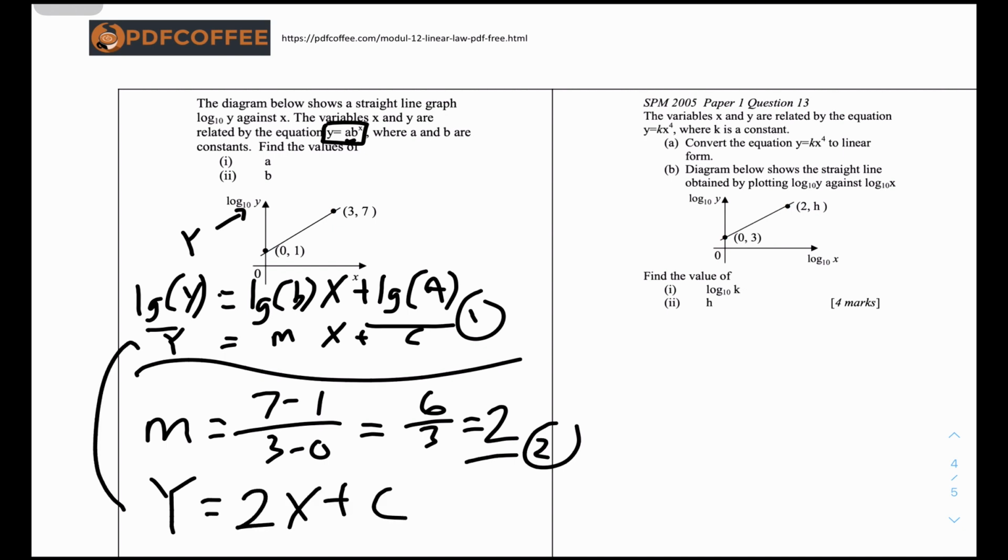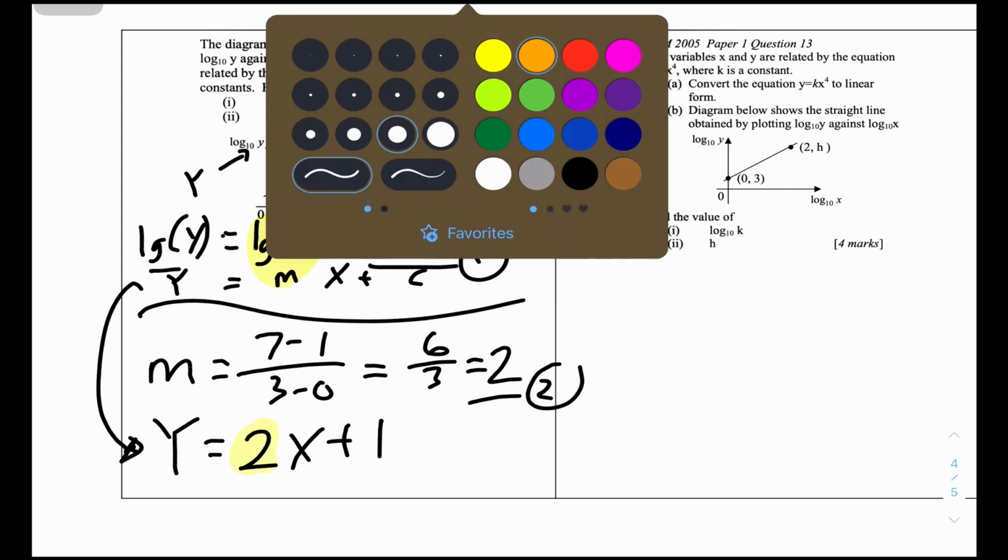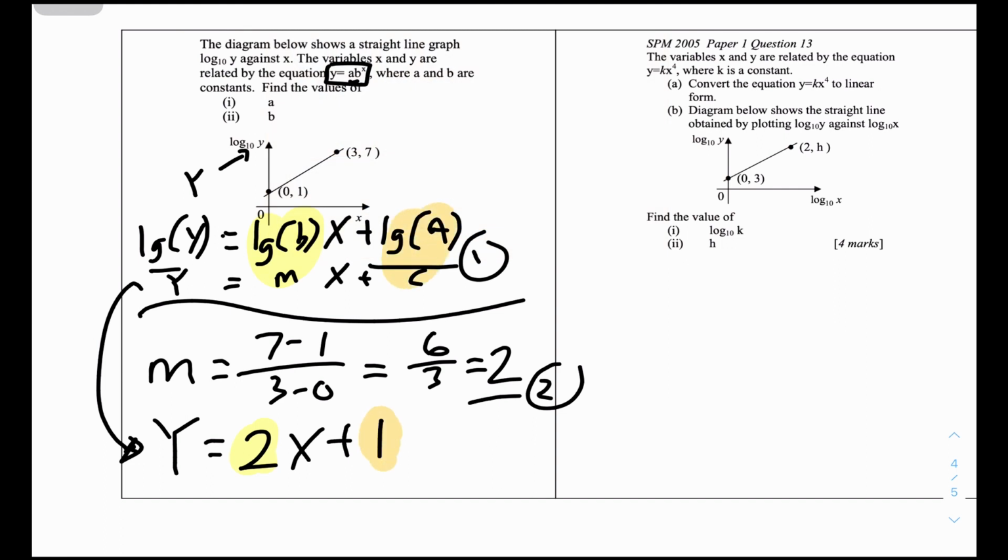So the new equation will be y equals 2x plus c if you just use the big Y and big X. So to find the y-intercept or the c value, you just substitute a coordinate in. But from this here, we know that the y-intercept is already 1 because it's given to us. So y equals 2x plus 1 basically, like so. So if we look into the original equation, we can see how the values relate. Log b is the m, which is the gradient, which is 2. And log a is the c or the y-intercept, which is 1.